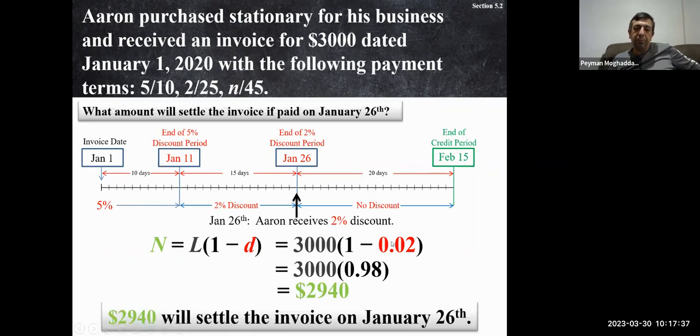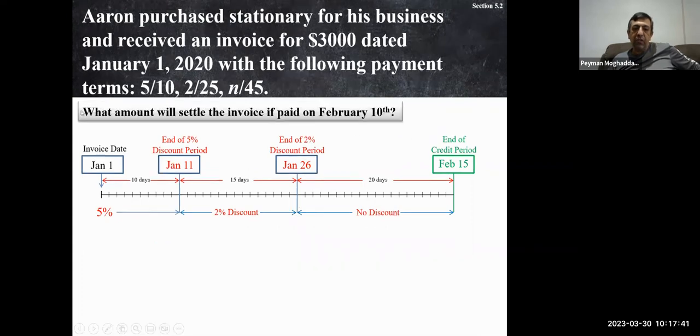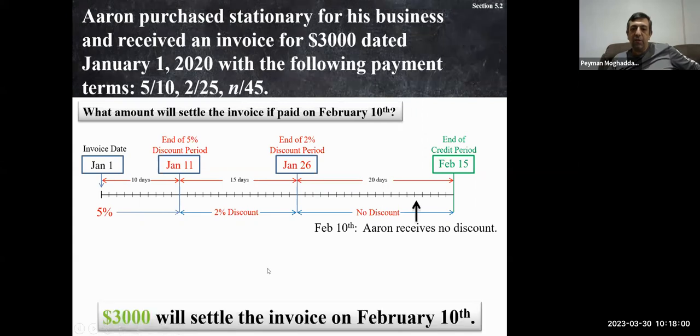Okay, so January 26. And the last question is, what amount will settle the invoice if paid on February 10? February 10 is going to be here, right? So between January 26 and February 15, you have to pay the whole amount, right? There is no discount, it's the net price, so you have to pay the whole amount, $3,000.